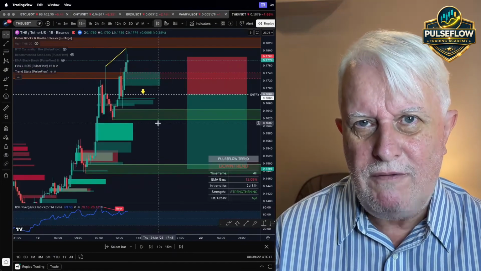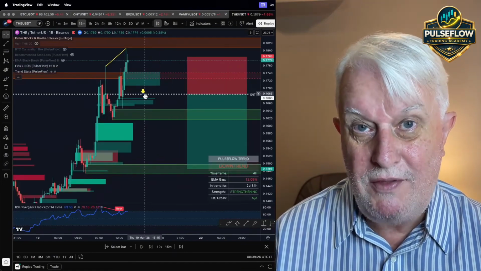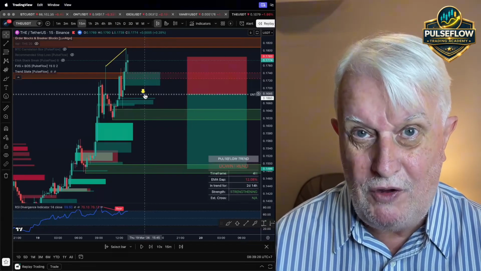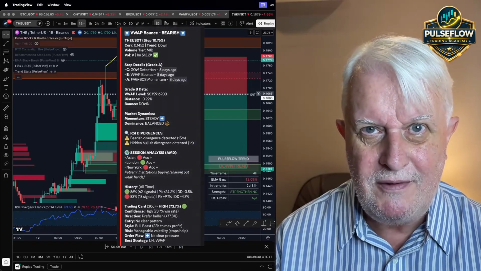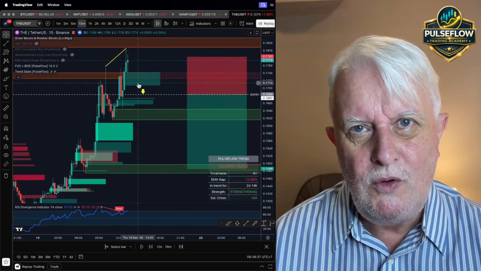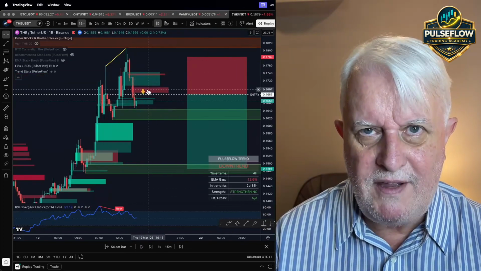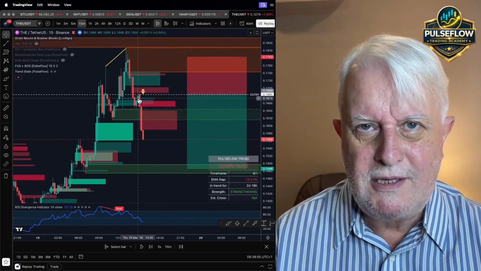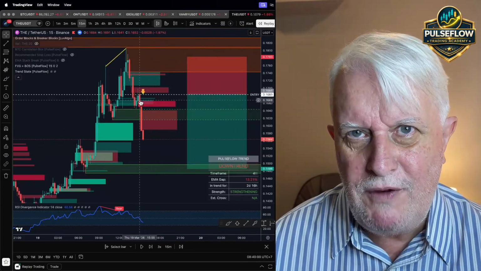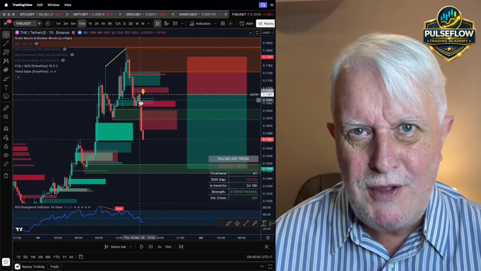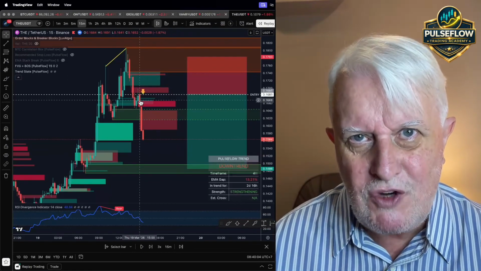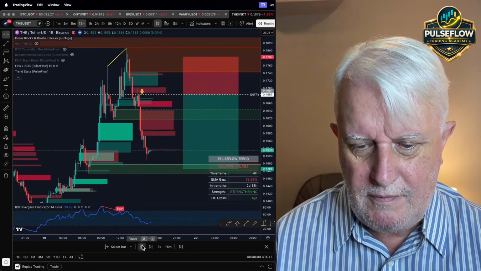What I'm now waiting for, because the yellow arrow is where this signal came in to Pulseflow, I'll show it on the screen now. I'm waiting for a fair value gap with a break of structure. We have it here. We peeked back into it, which if you watch my videos, you will know is a very important thing for me, being a conservative trader. And now we're off.